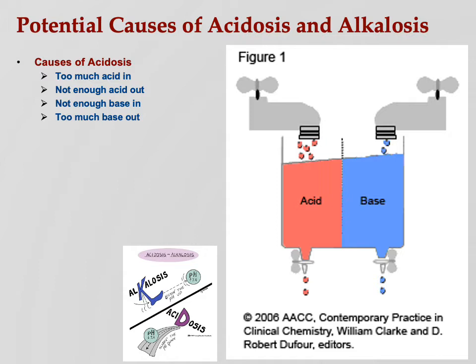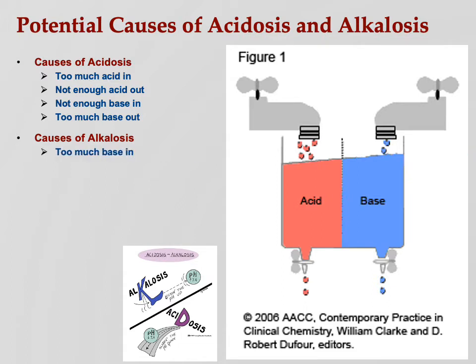So that diagram on the right is really very good. You've got acids and bases coming in. You've also got them going out. So there are 4 places, basically, that you can disrupt the whole process, okay? So, 2 for acid, 2 for base. And then each one for acid and base, either too much or not enough.